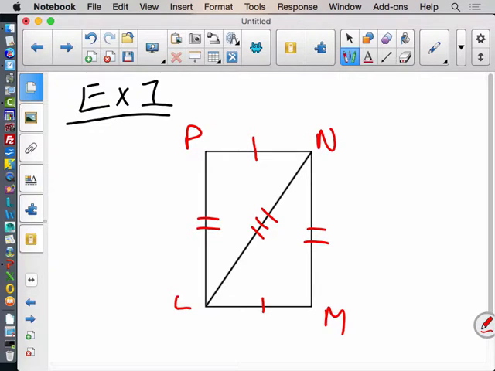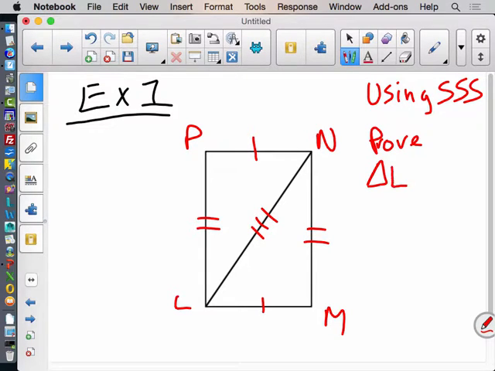So what they're saying in example number 1 is, using the side, side, side postulate, prove that triangle LMN is congruent to triangle NPL. And so what we're going to do is kind of like a flow chart, right? Well, not a flow chart. Do we want to do a T proof or do we want to do a flow T? I like using the T ones too, so we'll do that.